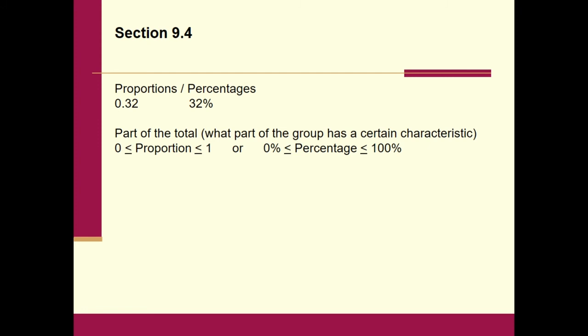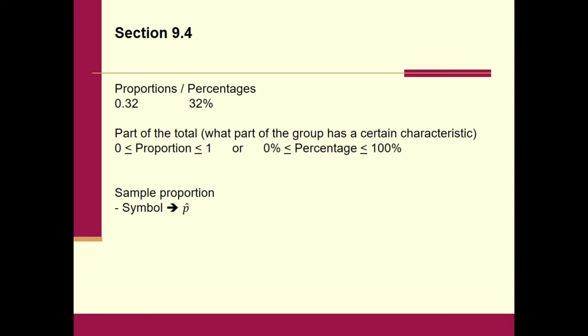percentage of the total. For instance, you order a pizza. You can eat 25% of it. You can eat 50% of it. You can't eat 125% of it. That doesn't make any sense. All right, so we're talking about part of the total.